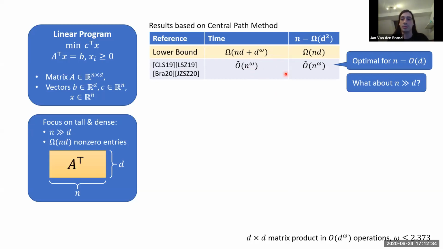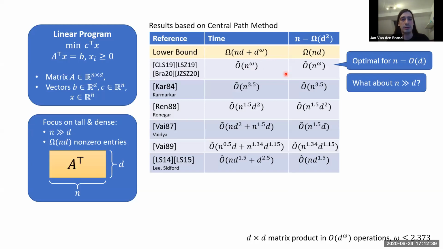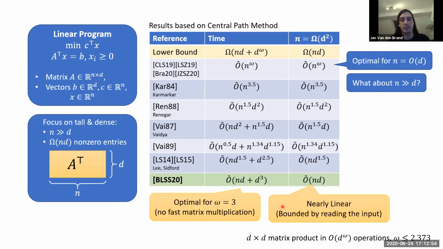So the question remains, for the more general case when n is larger than d, how fast can we solve this? If we look at the history of algorithms based on the central path method, all of them are slower by some polynomial factor compared to the lower bound that we have. Now our new result is an upper bound that runs in nd plus d cubed time. This is optimal if we don't use fast matrix multiplication. If the omega term is just 3, then this would be the best possible upper bound, conditional on not being able to solve linear systems faster than this.